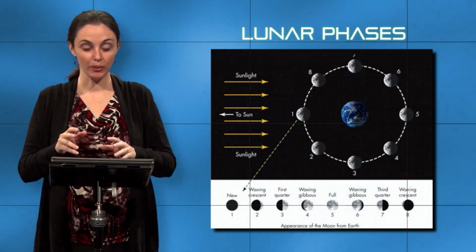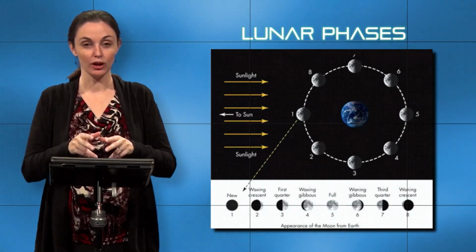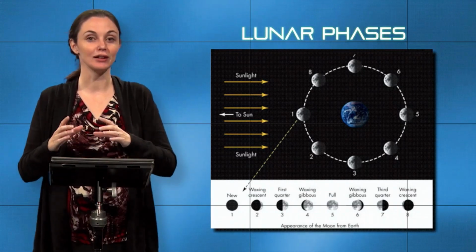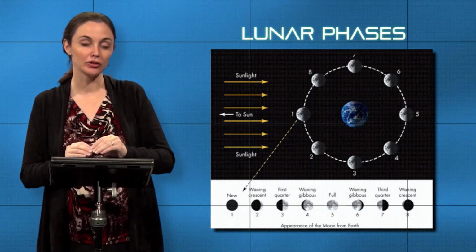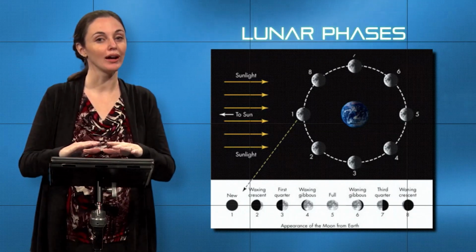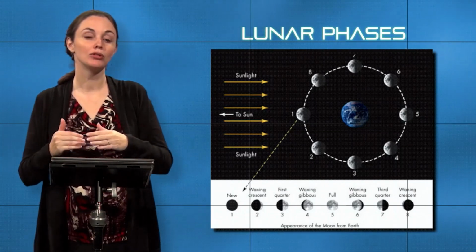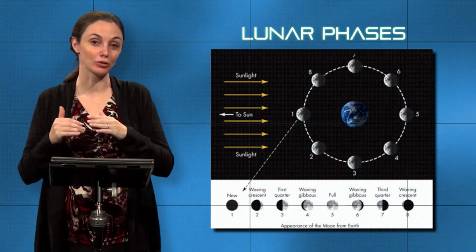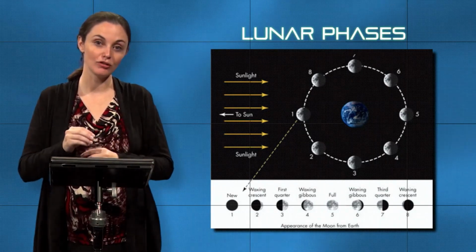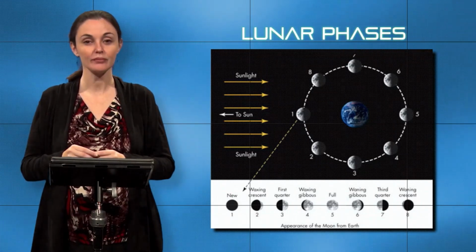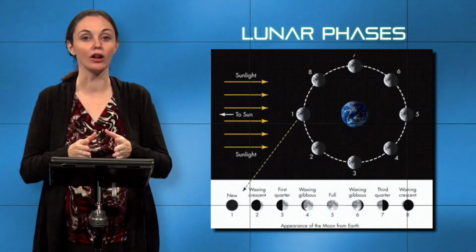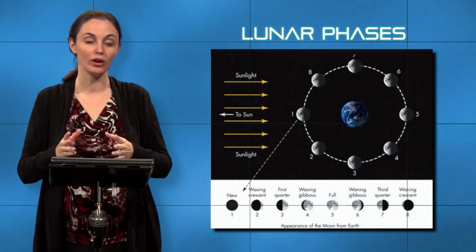So from this perspective, the moon undergoes a very, very slightly elliptical orbit around the Earth, sometimes getting a little bit closer, sometimes a little bit further away, but the proximity of the moon to the Earth doesn't affect the actual lunar phases. The position of the moon in orbit is the thing that's going to affect the lunar phases. So I've gone through and we've numbered all of these lunar phases from 1 to 8.